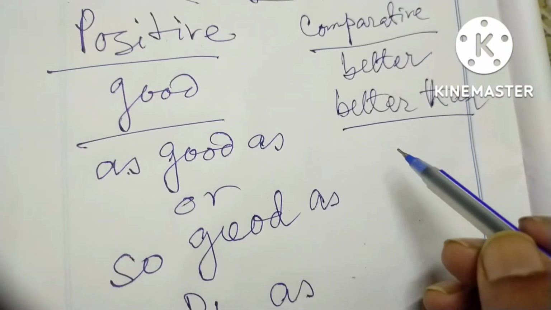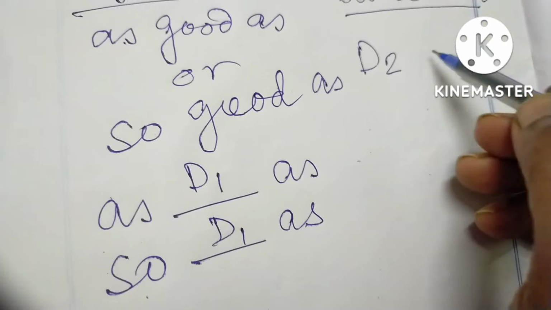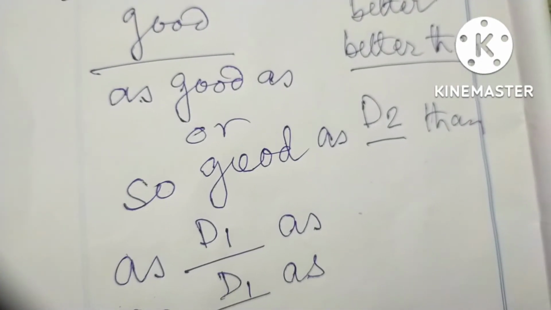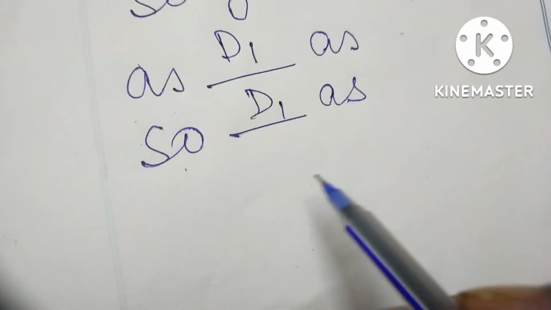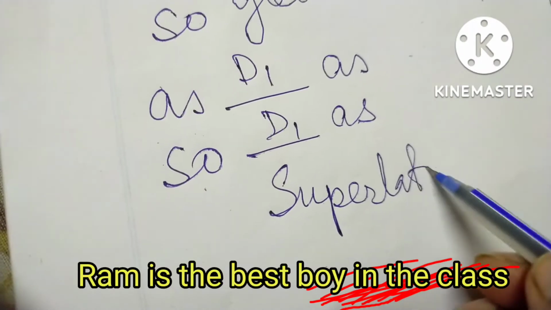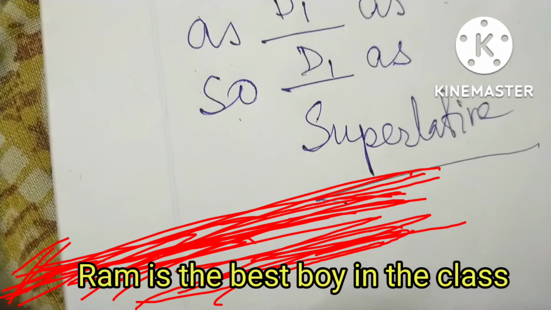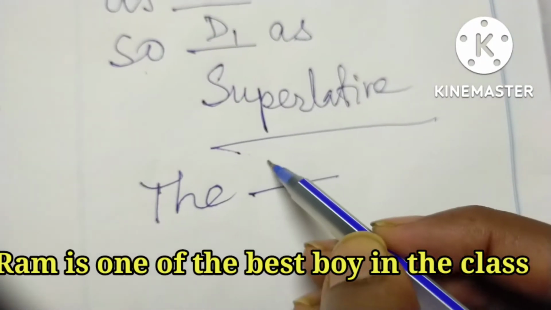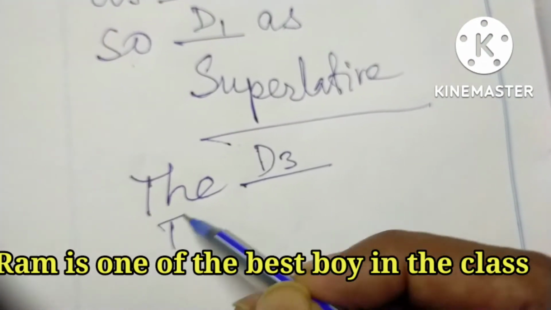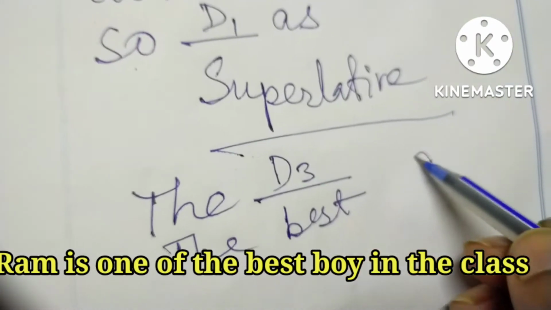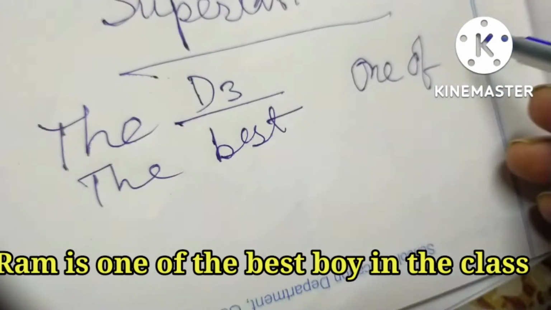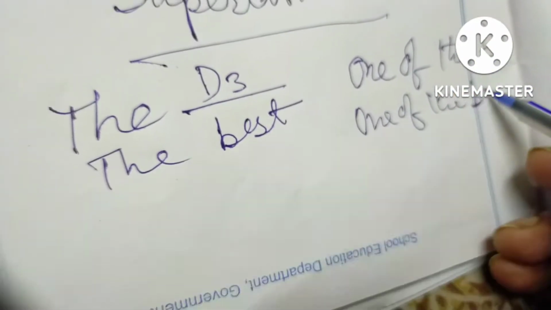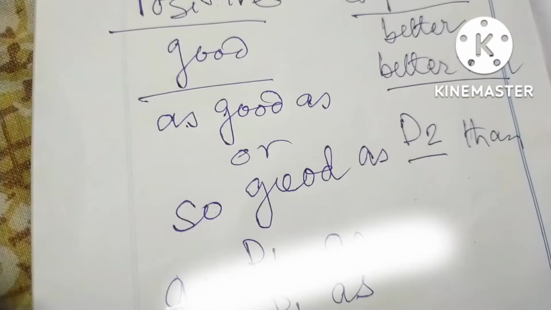In the case of the comparative, degree second form than, that means better than, more beautiful than, etc. And in the case of the superlative degree, we use the and then the third form of degree, that is the best, or one of the, degree third form, one of the best.